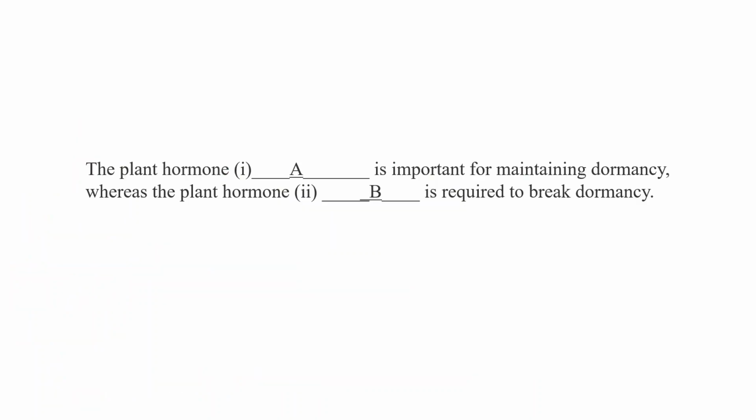Okay. Next question is, the plant hormone dash is important for maintaining dormancy, whereas the plant hormone dash is required to break the dormancy. So you have to name two plant hormones. The first one, A, which is required for maintaining the dormancy, and second, B, which is required to break the dormancy. So these are two questions which I have clubbed into one. There are two parts of this question, A and B. So you have to name two plant hormones.